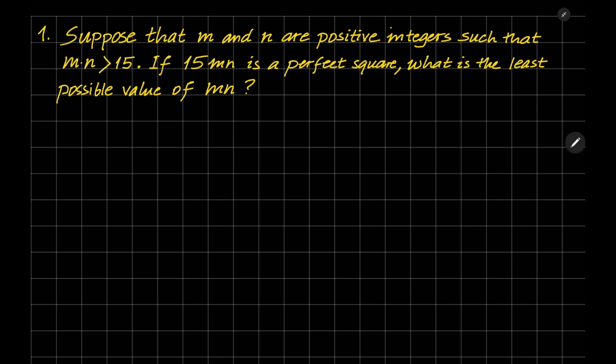Suppose that m and n are positive integers such that m times n is greater than 15. If 15mn is a perfect square, what is the least possible value of mn? So, mn is greater than 15 and 15mn is a perfect square.